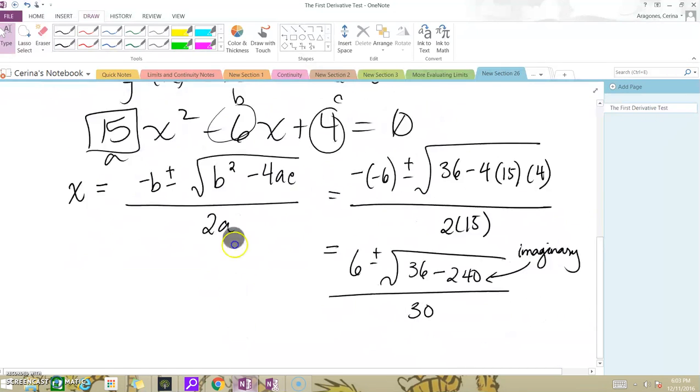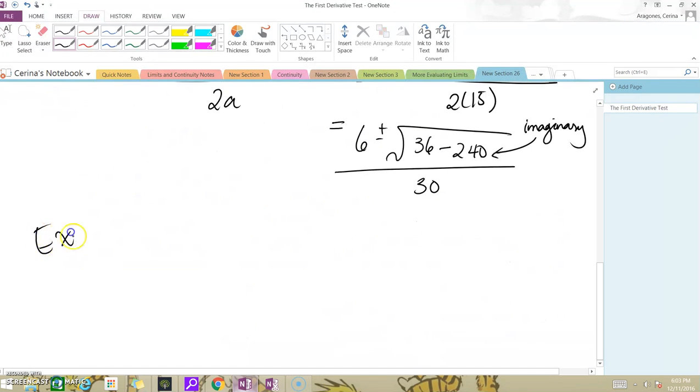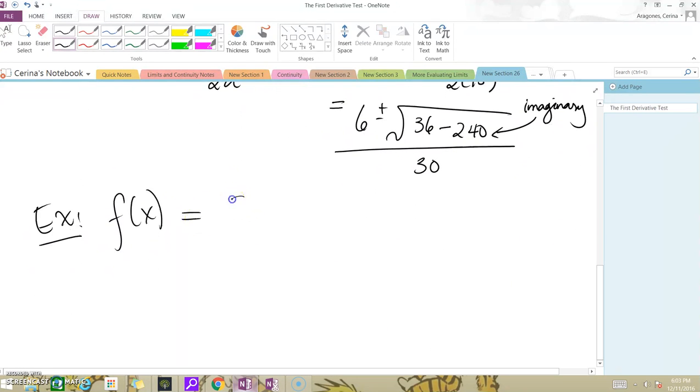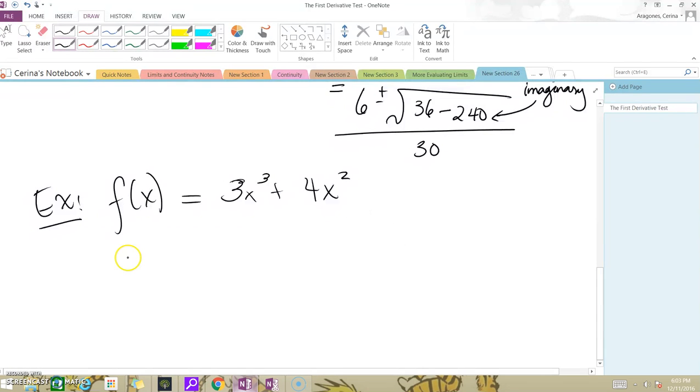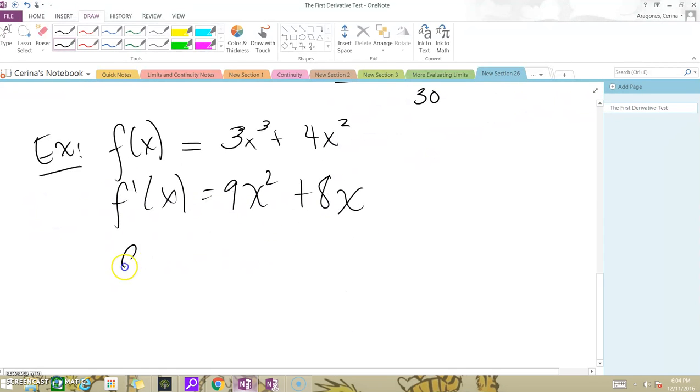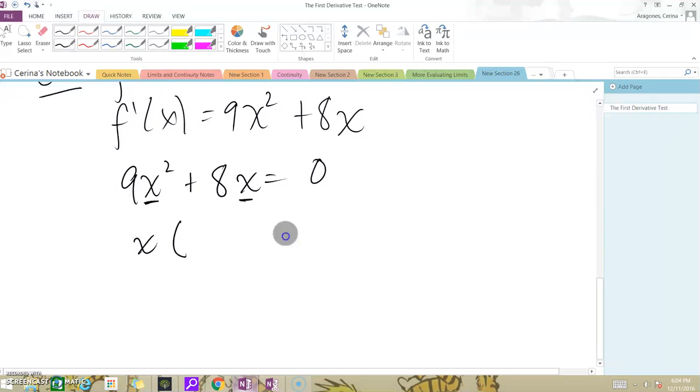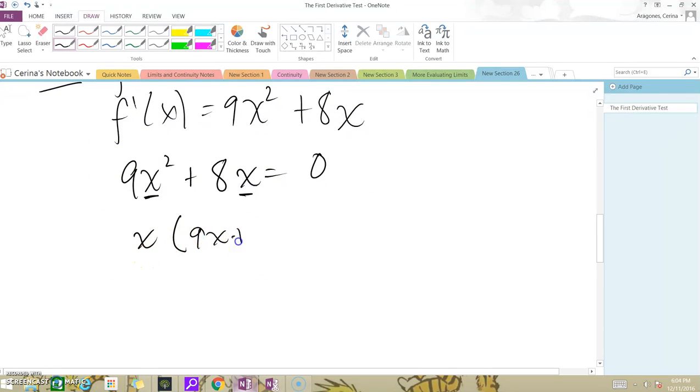So let's try a different function to test out. Let's try f of x equals 3x cubed plus 4x squared. Let's see where the local min and max are of this function. So f prime in this case is 9x squared plus 8x. Okay, we want to know when this derivative is equal to 0. You can see both share an x, so you can factor out an x. You're left with x times 9x plus 8.